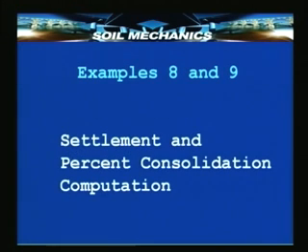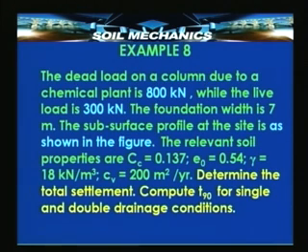We will see two examples now on primary consolidation. One is on percent consolidation calculation and another on rate of consolidation. Let us take example 8. You may need to read it carefully. The dead load on a column due to a chemical plant is 800 kilonewtons, while the live load is 300 kilonewtons. That is the total load. Let us assume that the live load is acting all the time.